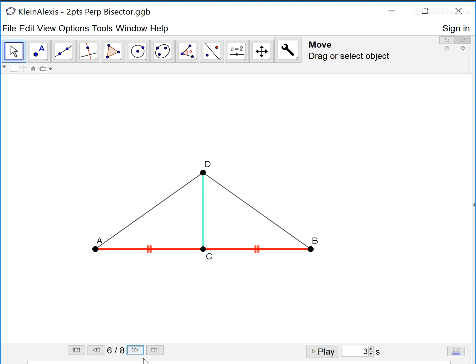We have these 2 triangles. We have triangle ACD and BCD. Now, in these 2 triangles, we've already said that AC is congruent to BC. We can also see that CD is common in both these triangles, meaning that angles ACD and BCD are on the perpendicular bisector, so both of these angles would have to be 90 degrees. Thus, by the side angle side postulate, these 2 triangles have to be congruent.